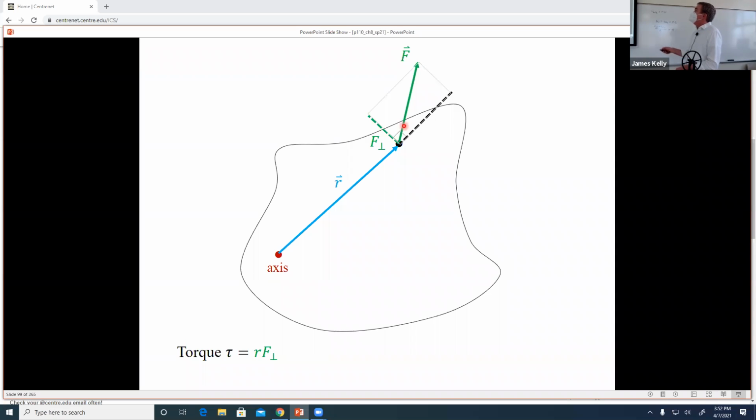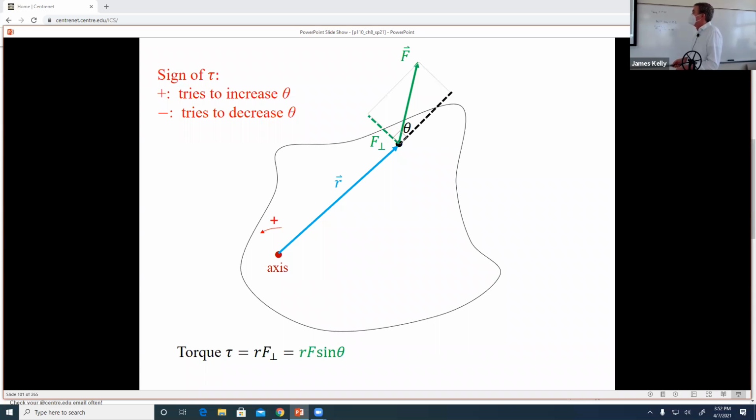It's the perpendicular component of the force that's important for torque, right? If I pull twice as hard along this direction, it's not going to cause it to rotate at all, right? I'll just be pulling on the hinge, but it won't cause it to rotate around the hinge at all. What matters is how big this perpendicular force component is.